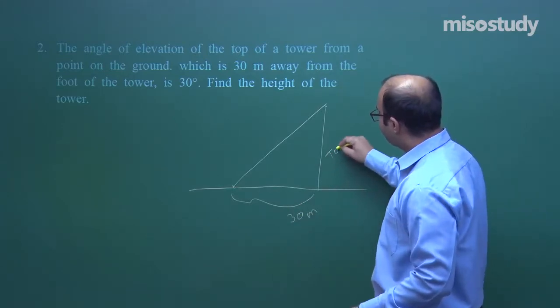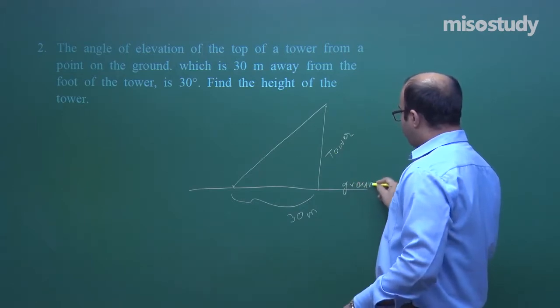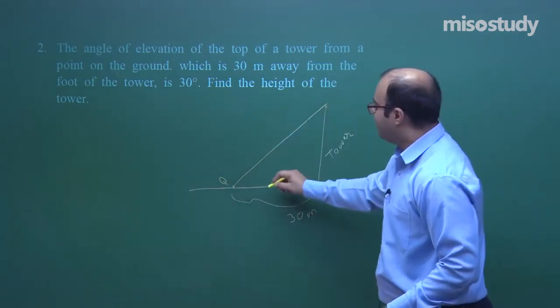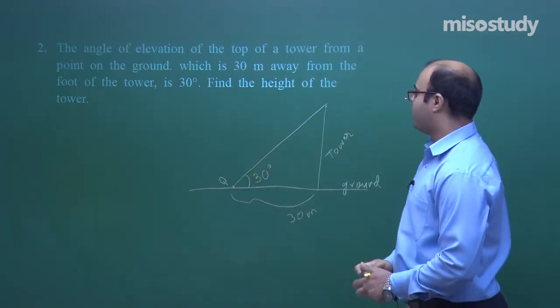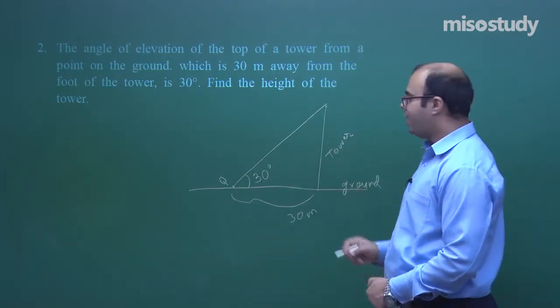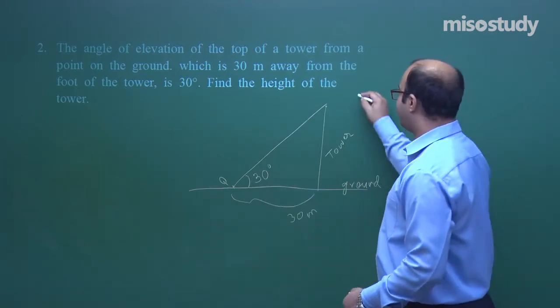So if you have to understand, this is the tower, this is the ground, and that is the point from which we are taking the angle of elevation, which is 30 degree. So angle of elevation is 30 degree. You have to find the height of the tower. So here what will we use? Here perpendicular has to be obtained, this height, base is given and this angle is given. So you will use tan 30 degree.